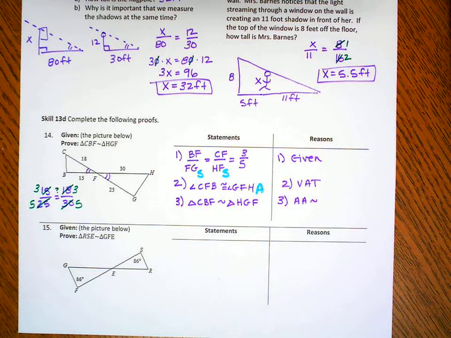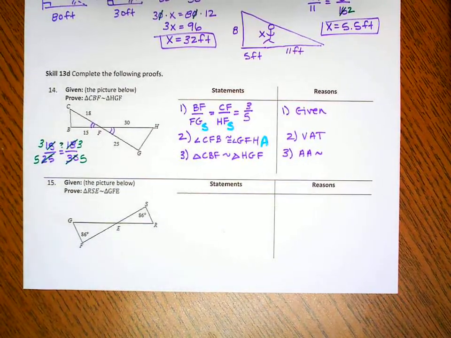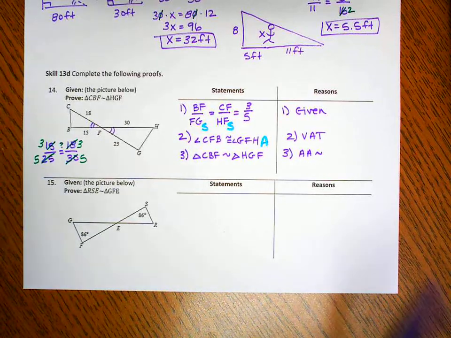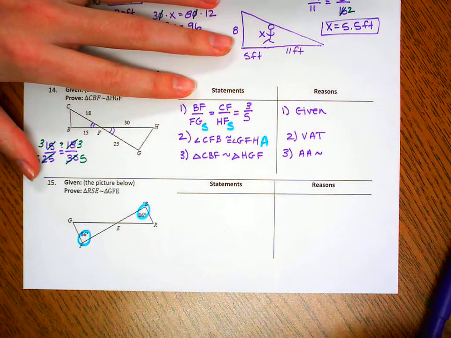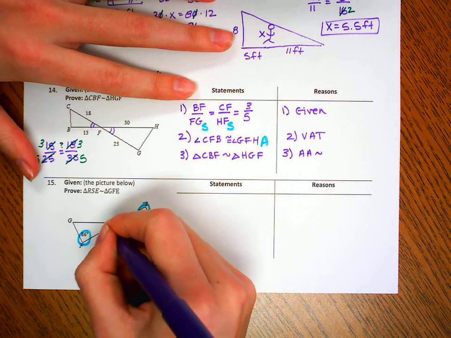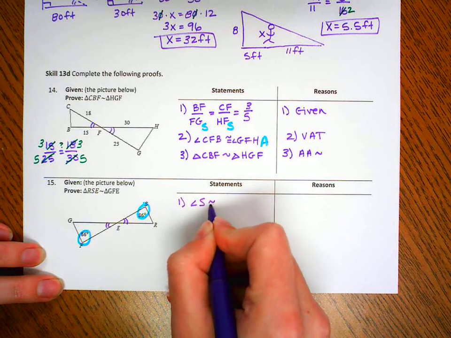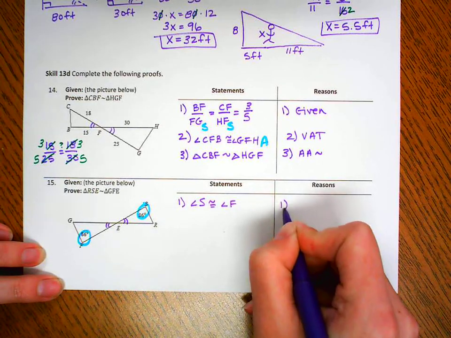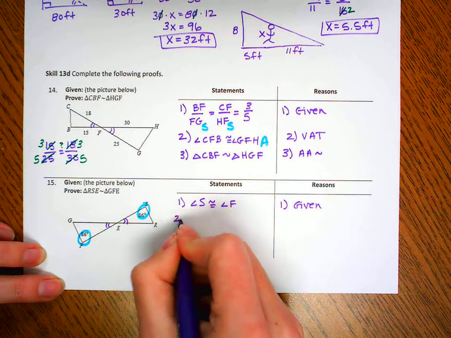Okay, let's go on to number 15. When I look at this one, no sets of sides are marked, so my only possible option is angle, angle. If you take a look, I already have a pair of angles that are congruent. I can get another pair because I have vertical angles. So here we go. Step 1: angle S is congruent to angle F. That was given to us. They told us that this was 86 and this was 86.